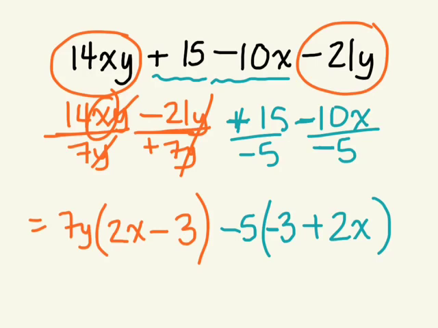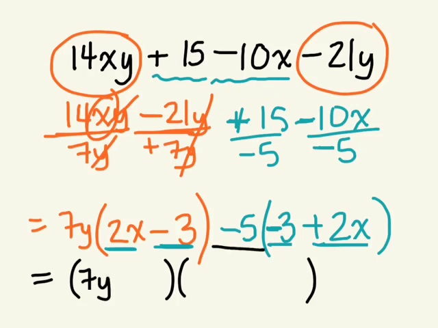Okay, so negative 3 plus 2x is the same as 2x minus 3, right? I have a negative 3 and negative 3. I have a positive 2x and I have a positive 2x. Doesn't matter what order you write it in. What is this in factored form? 7y minus 5 and then 2x minus 3.